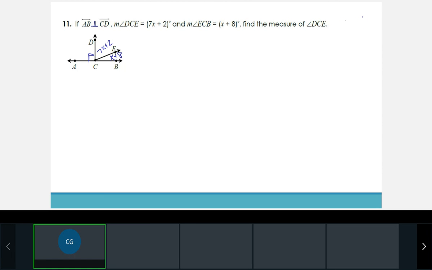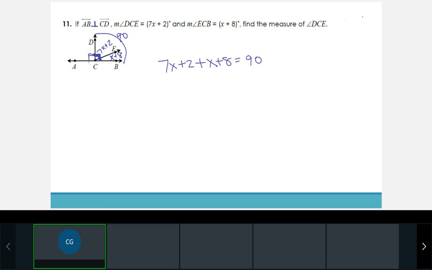All right. So let's see. If this angle over here is 90, right? If this is 90, that means angle DCB has to be 90 also, because I'm looking at a line. A line measures 180. So if half of this is 90, the other half has to be 90 also. So this is also 90 degrees. And so here's 90. So I've got some complementary angles. I have 7x plus 2 plus x plus 8 equals 90.